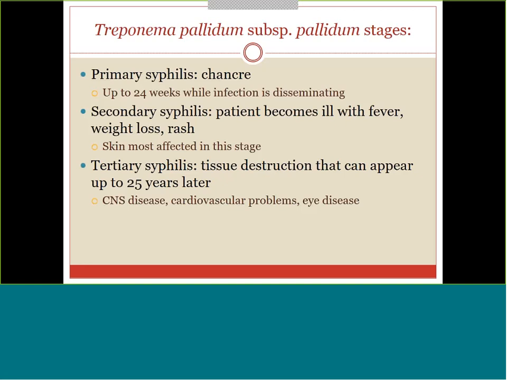It'll kind of hang out in the body for a while, and it could be years down the road. You don't think anything's wrong, and all of a sudden it pops back up. And like it says here, even up to 25 years later, it can pop up into the third, tertiary stage. And this is where it really becomes deadly. It involves the central nervous system, so they have all sorts of mental health issues that go with it, tissue destruction of the nervous system and the cardiovascular system, so your heart and eye problems, so you could go blind, things like that.